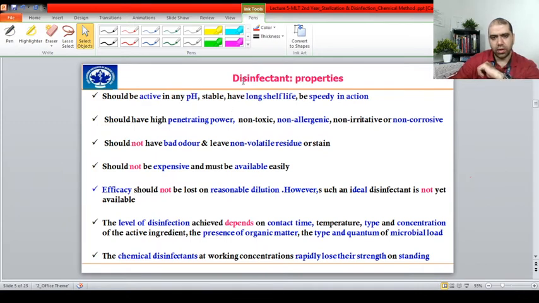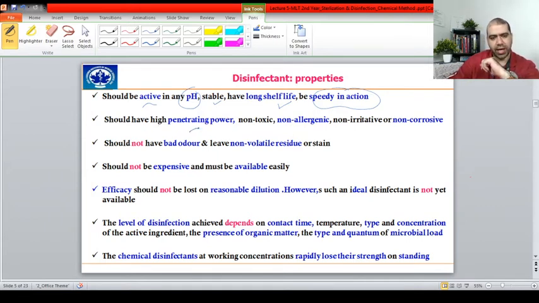Okay, now continuing with the properties of disinfectants. They should also be active at different pH levels, either acidic or basic. They should be stable for a longer period of time. They should have a long shelf life when you are not using them, when you are putting them in your cupboards, and they should be speedy in action. It means they should act very fast and kill the microbes or stop them multiplying.